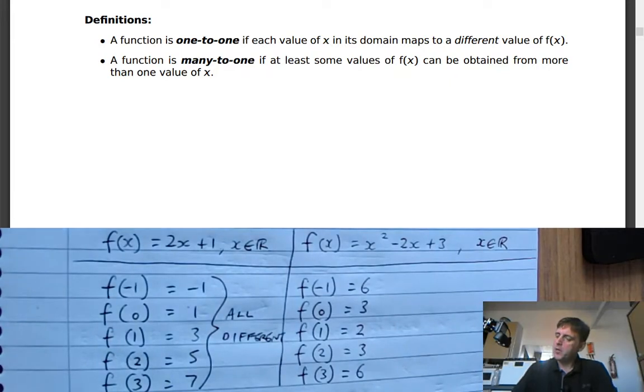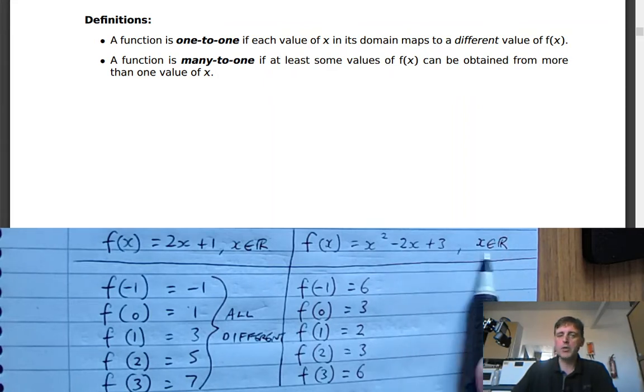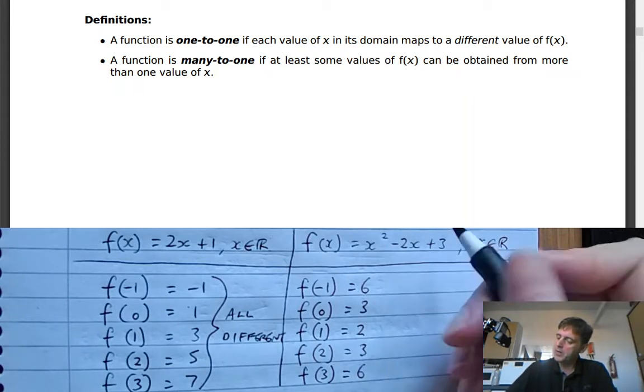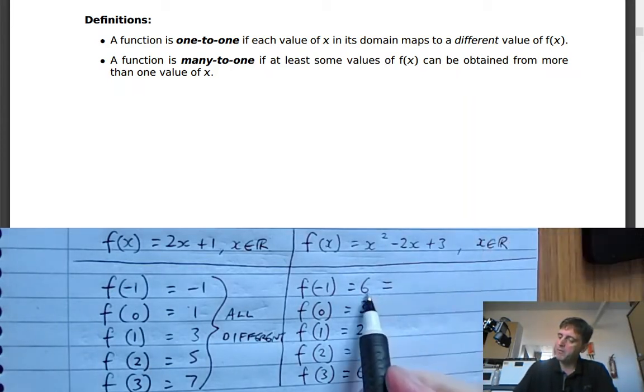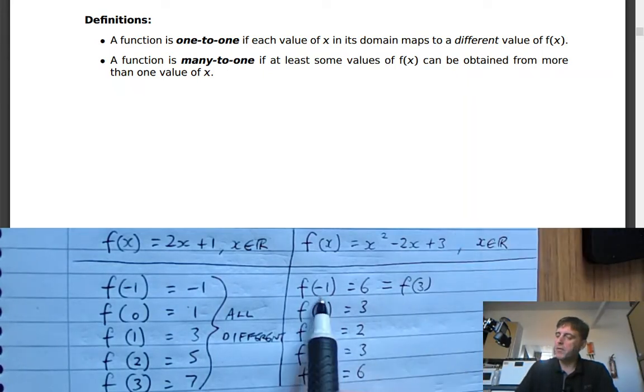But I've got another function over here which I've also called f. This is a quadratic function. Here's the rule: x squared minus 2x plus 3. Again, no restriction on the domain here. I'm just going to allow any real number to be input into the function. And I've worked out some output numbers, but I've noticed this time I've got some repeats. Can you see here that the 6 is the output when I input -1, but it also is the output when I input 3? So f of 3 equals f of -1. I've got the same output number appearing for two different input numbers.